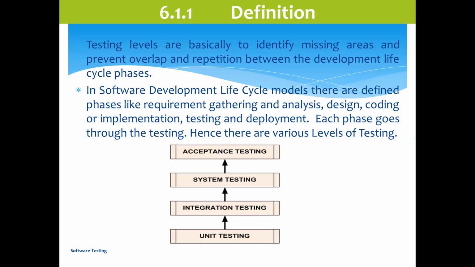So what are those levels? Total 4 types of levels are available here. First one is the bottom one, unit testing. Second level is integration testing. Third level is system testing. And fourth level is acceptance testing.